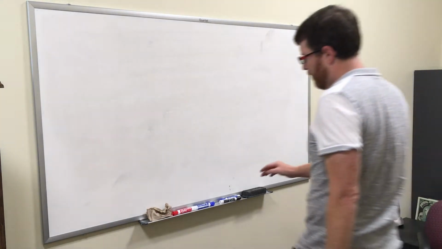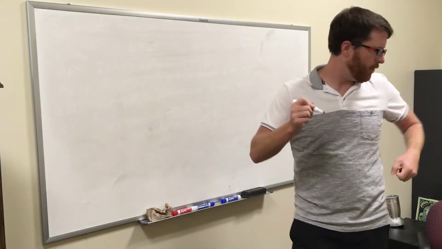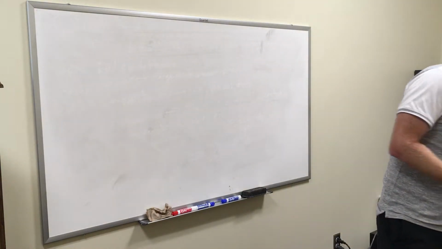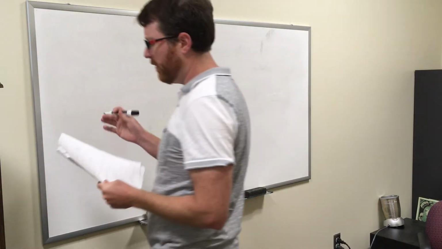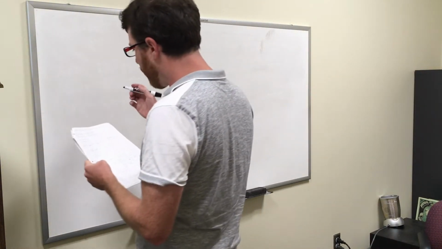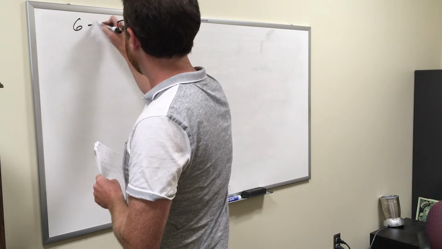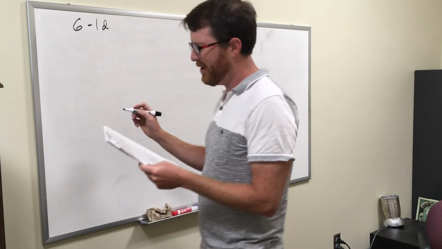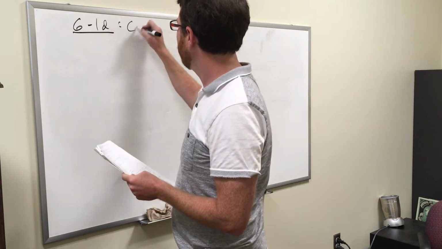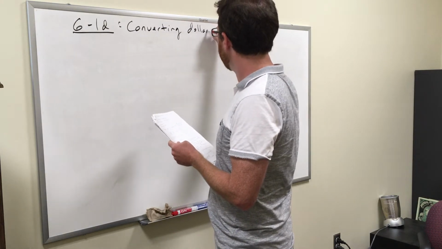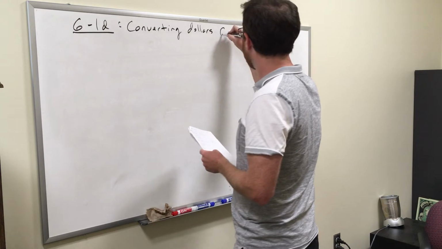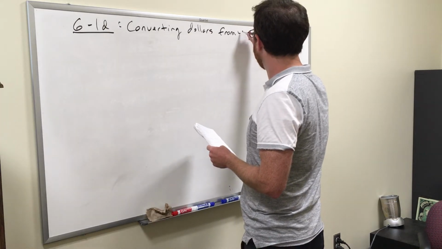All right, now ready for the second part of chapter 6. Got one more thing to do with the prices, and then we'll move on to unemployment. So in the book, they have this labeled as 6-1D, converting dollars from one year to another.